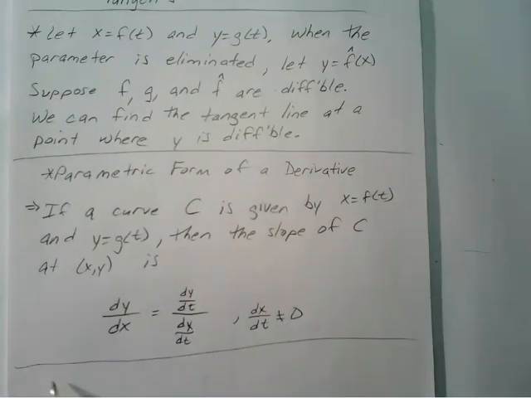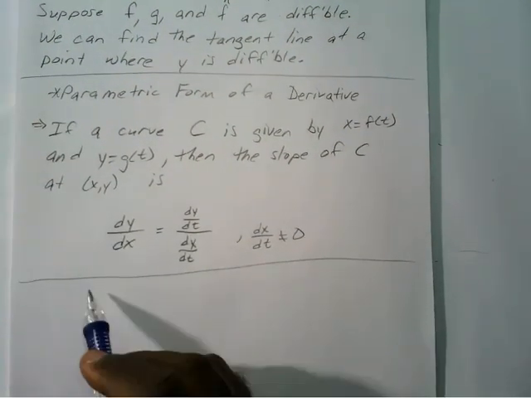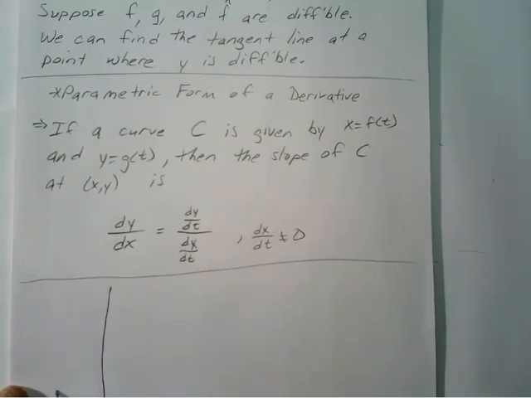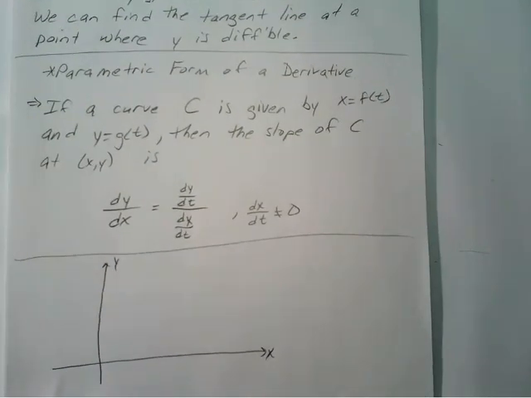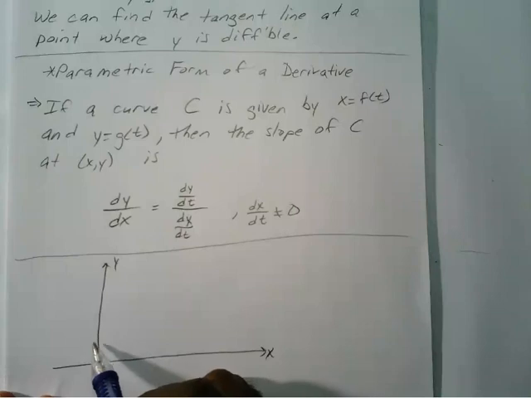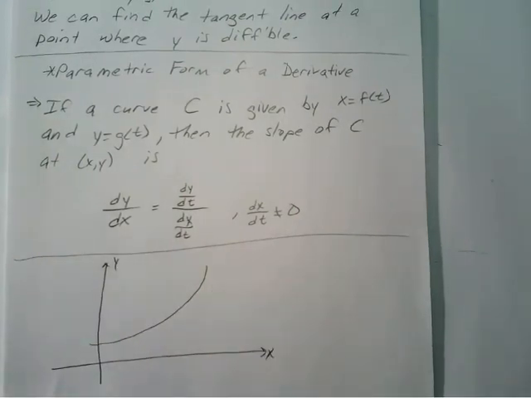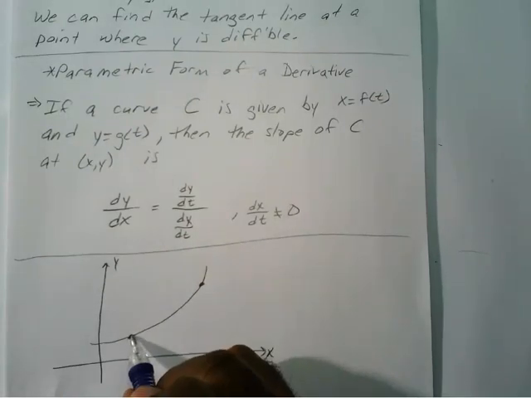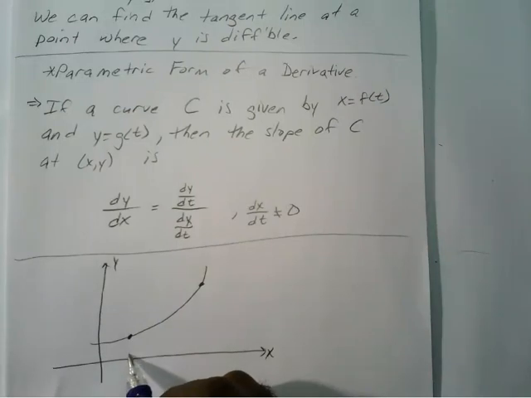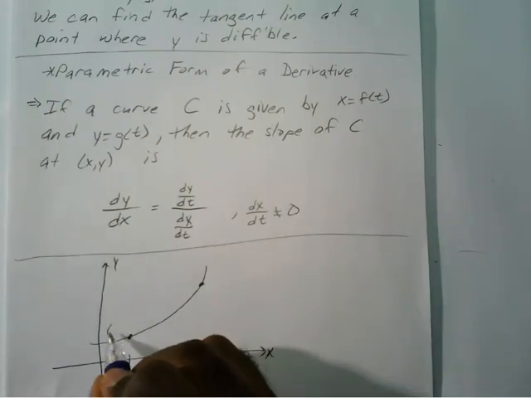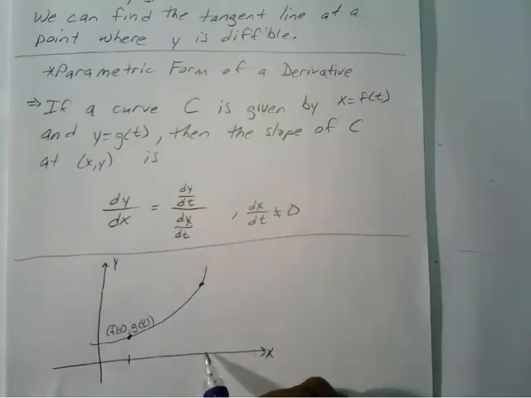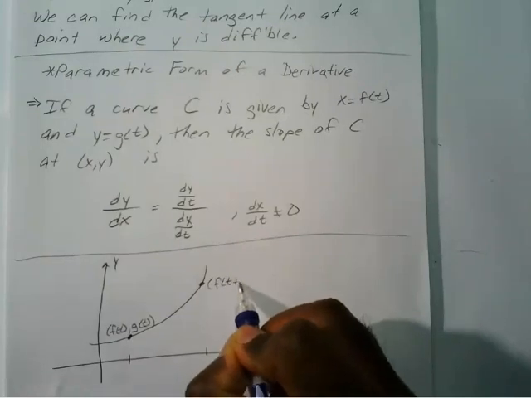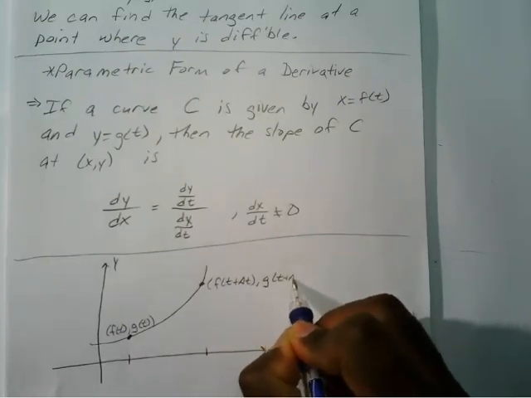Let's look at this visually, then we'll go into the proof. If we have our x and y axes, and some curve that looks like that, and any two points on that curve, this point is instead of x comma y, f of t, g of t, and this is f of t plus delta t, and g of t plus delta t.